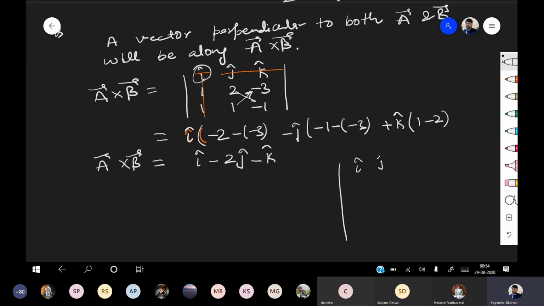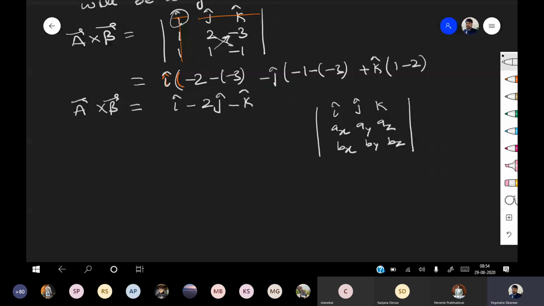If this is i, j, k, this is AX, AY, AZ, this is BX, BY, BZ. Okay. Then you open it like this. Pay attention. You draw a line like this, and you take i out. Now this into this, that means AY BZ, minus this into this, so BY AZ.